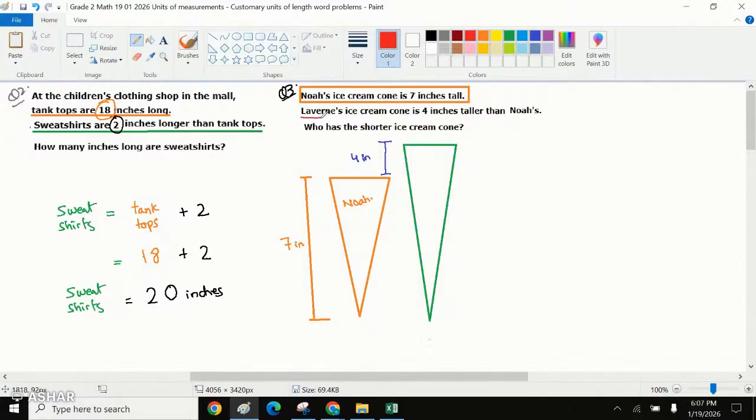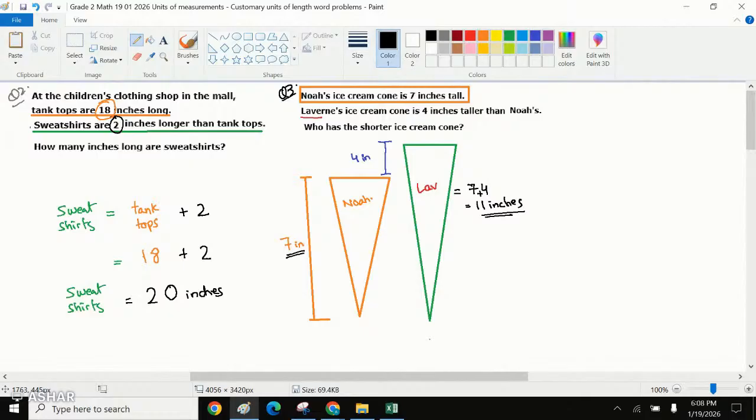And we say this is Levin's. Okay, so who has a shorter ice cream cone? Can we find the height of Levin's ice cream cone? That was 4 inches more, right? So can we say this ice cream cone would be 7 plus 4? Sorry, that means 7 plus 4 is 11 inches. So we have two cones over here. One is 11 inches, one is 7 inches.